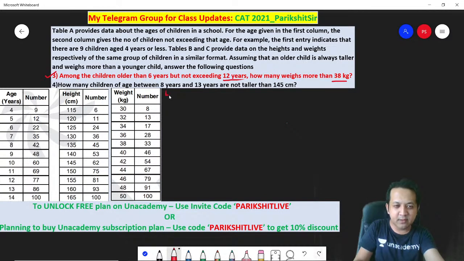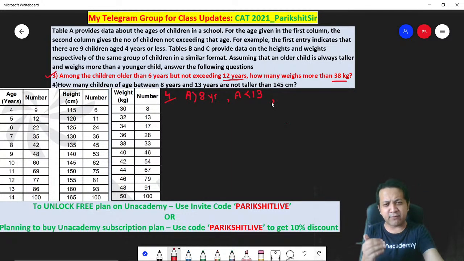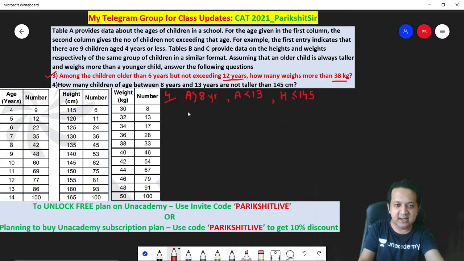Number 4. How many children are of age between 8 years and 13 years? So let's start again. Age should be greater than 8 years and age should be less than 13 years. And not taller than 145. Not taller, so can I say height should be less than or equal to 145. So these are the 3 conditions. Let's start again.